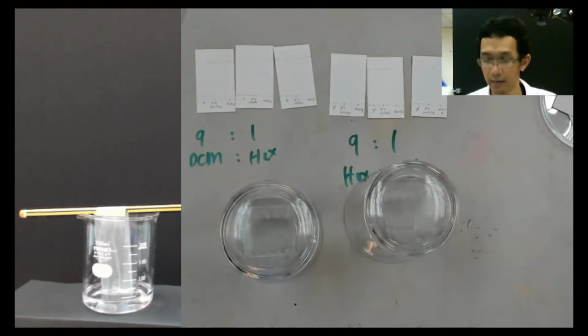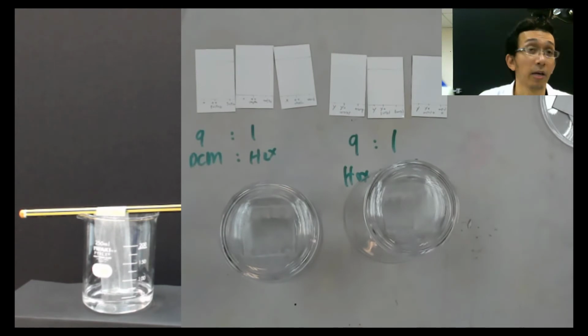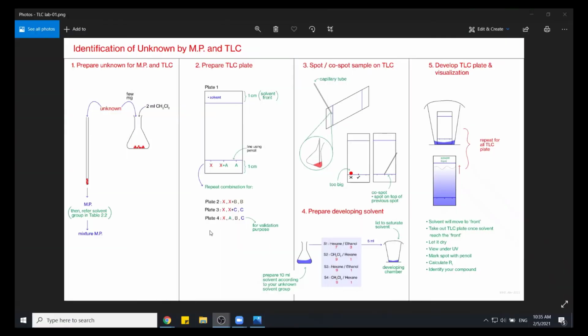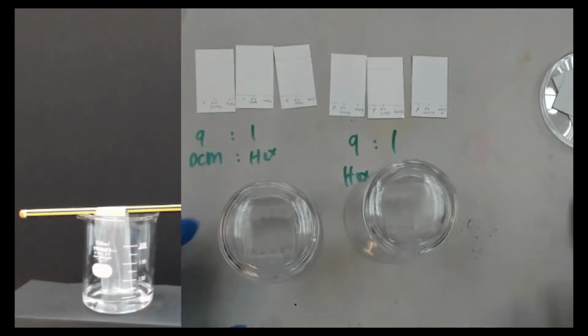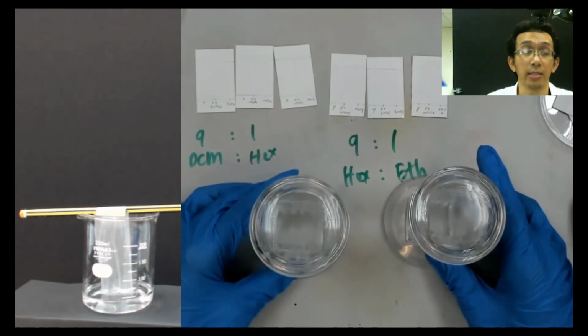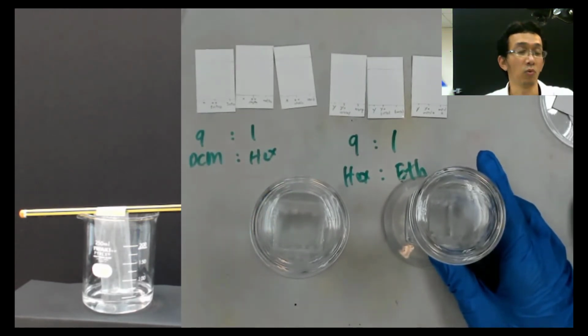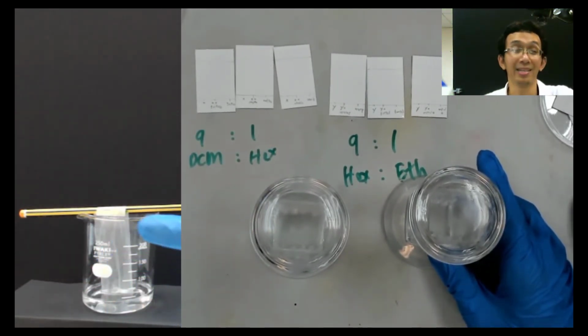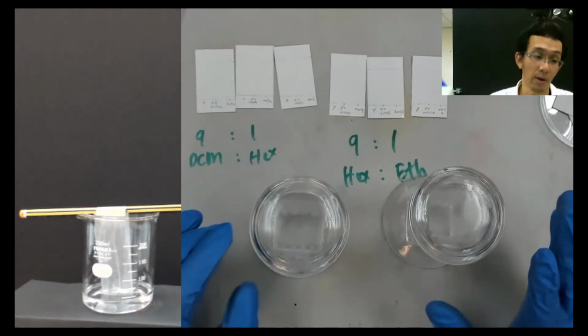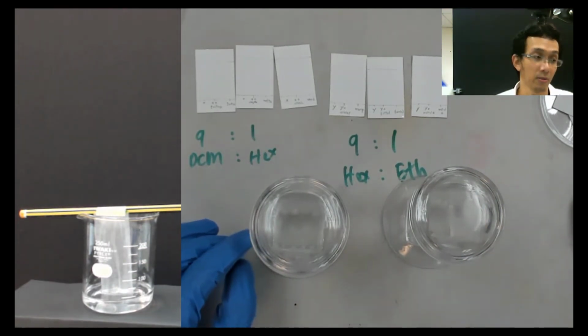So now we're already near the end, because if you look here, we're left with the last part, developing the TLC plate and visualization. Okay, so I think now we can go straight to the next part. For this, I need to use this so that you can see. We need to do it one by one, but it happens fast, so it's okay.